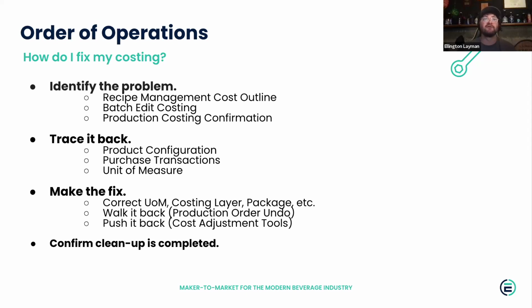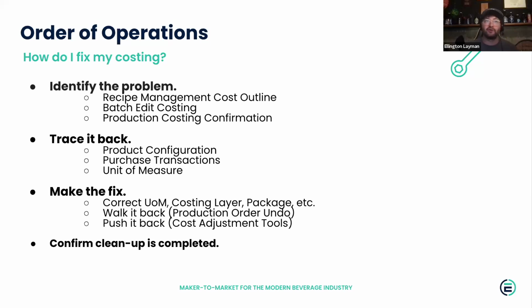Correct that unit of measure, correct that costing layer, correct your package, walk back that production order if you need to, right? If it's just one stage, not too bad, or push it back. Use your cost adjustment tools. You have the average cost adjustment, you have the FIFO adjustment. They're there to help you in case you run into one of these scenarios.